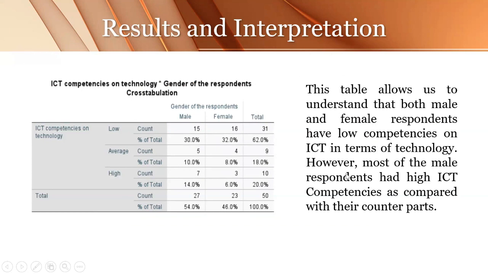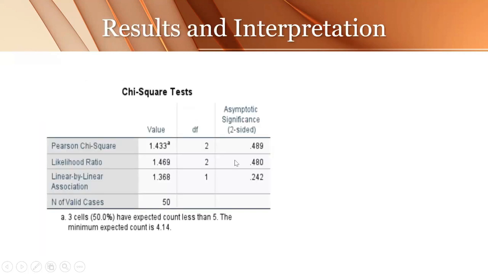However, most of the male respondents had high ICT competencies as compared to their counterparts. If you look at the row for high competencies, we have 14% in the male category and 6% in the female category. With regard to high competencies, male is at a higher level as compared with the female category. This one. Next, the next table, chi-square test.